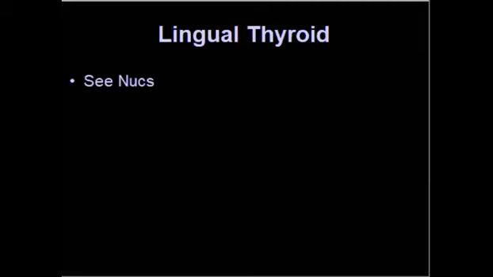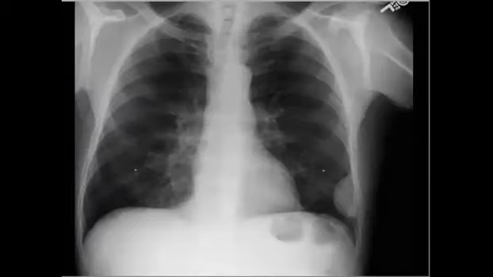Sometimes they like to show you this in the technetium scan. So if they show you this, it means that this patient has what is called lingual thyroid. Yeah, it reaches the level of the tongue. So mass in the base of tongue. So this is what is called lingual thyroid.